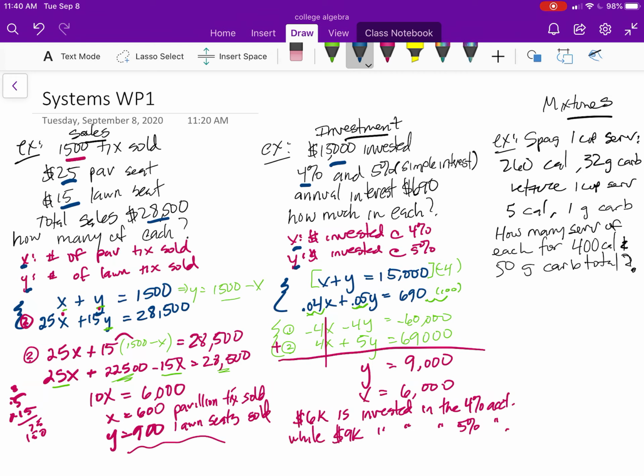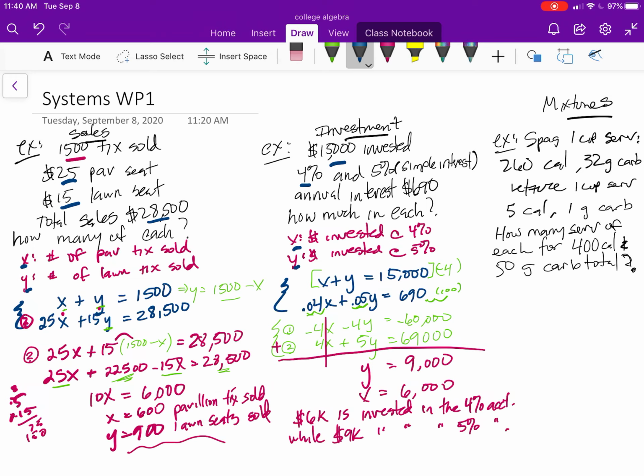Again, I'll go ahead and read it. There's quite a bit going on here, but some of it is irrelevant. So a 1-cup serving of spaghetti with meatballs contains 260 calories and 32 grams of carbohydrates. A 1-cup serving of chopped iceberg lettuce contains 5 calories and 1 gram of carbohydrates. They give a source, it doesn't matter. How many servings of each would be required to obtain 400 calories and 50 grams of carbs?